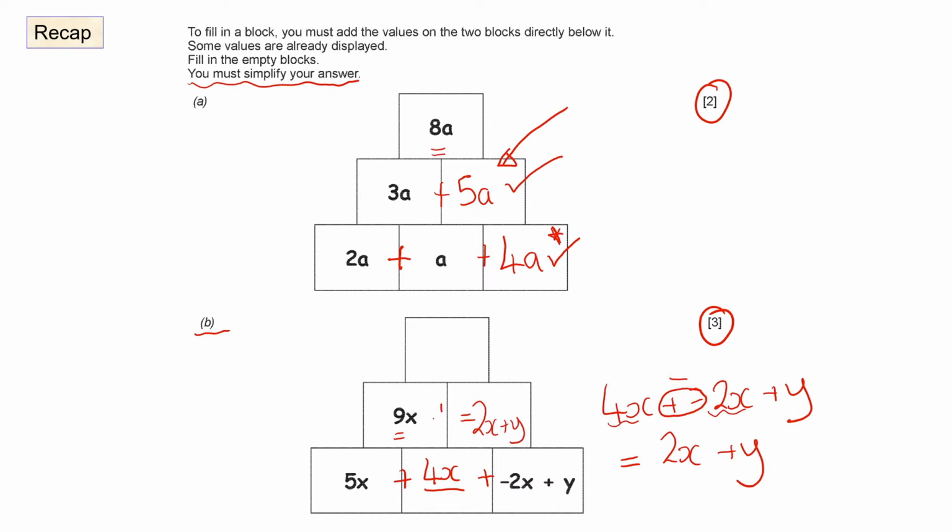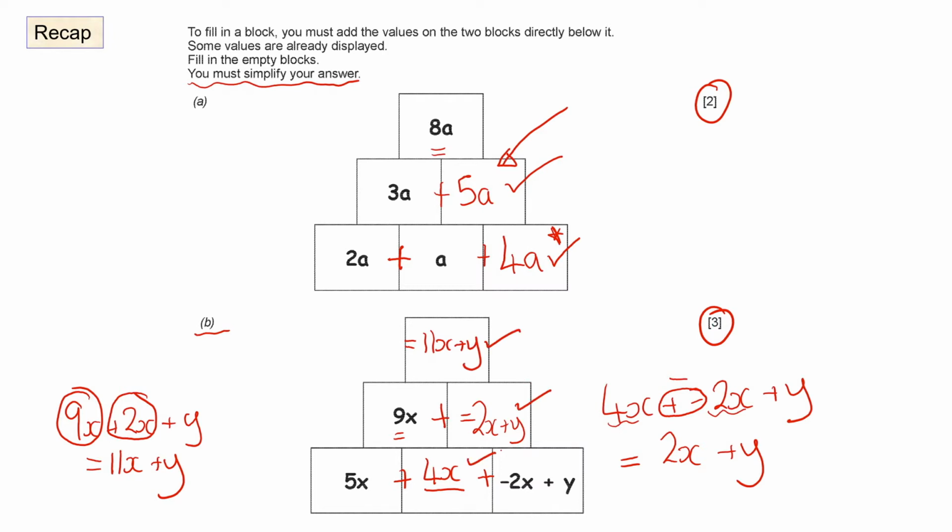And now we add these 2 blocks together to give us the answer to fill in this empty block at the top. So here we have 9x plus 2x plus y. Again, we need to simplify this by collecting like terms. So 9x plus 2x are like terms, would be 11x plus y, which then you fill in this empty block here with that. So there's 3 marks here, a mark for each correct block.